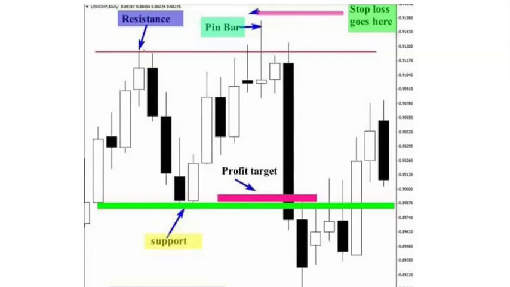By lining up a strong looking rejection candle with important areas on the chart, you can build a high probability, low risk and high reward trade setup.